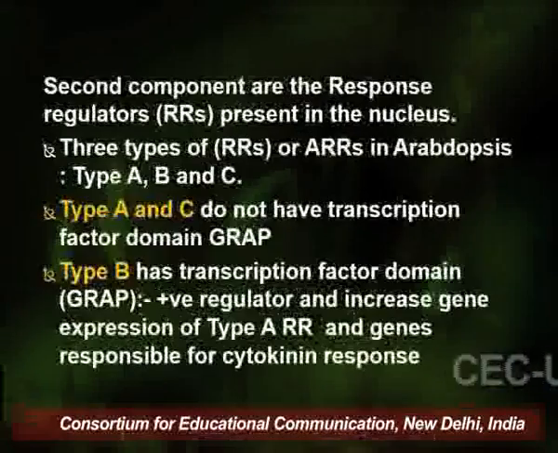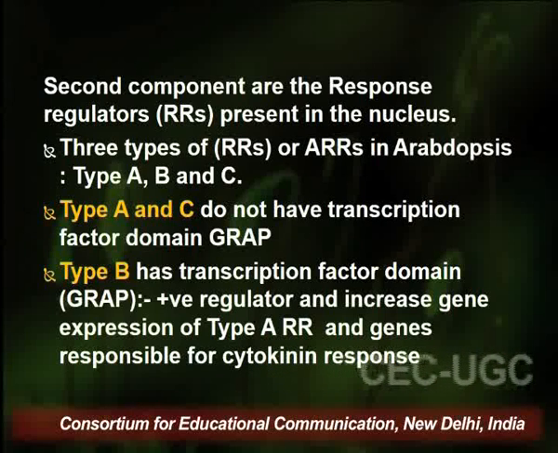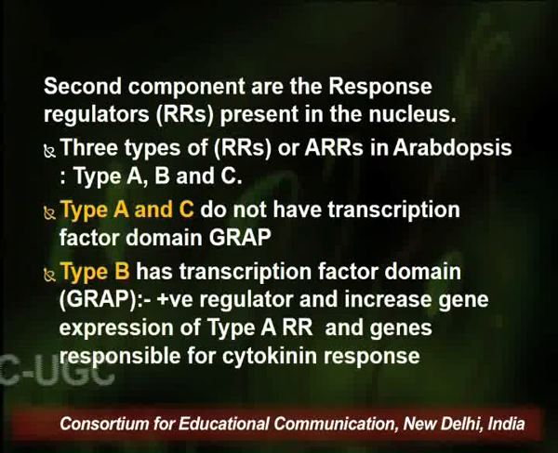The second components are the response regulators, and as their name indicates, these are the components that induce the response in the nucleus of the plant cell. So, as soon as the receptors get activated by cytokinin binding, the phosphate group transfers through the phosphorelay system, eventually activating these response regulators.